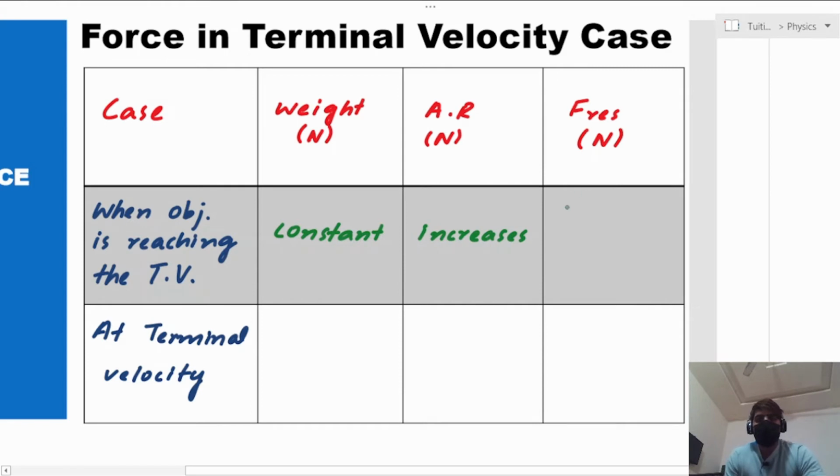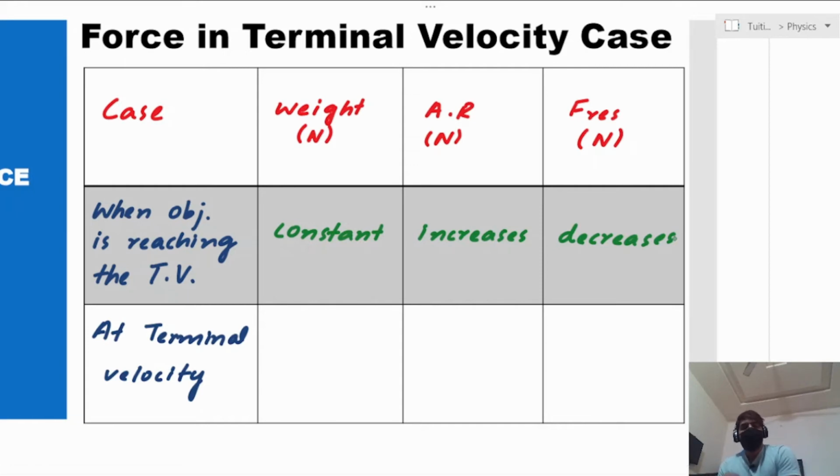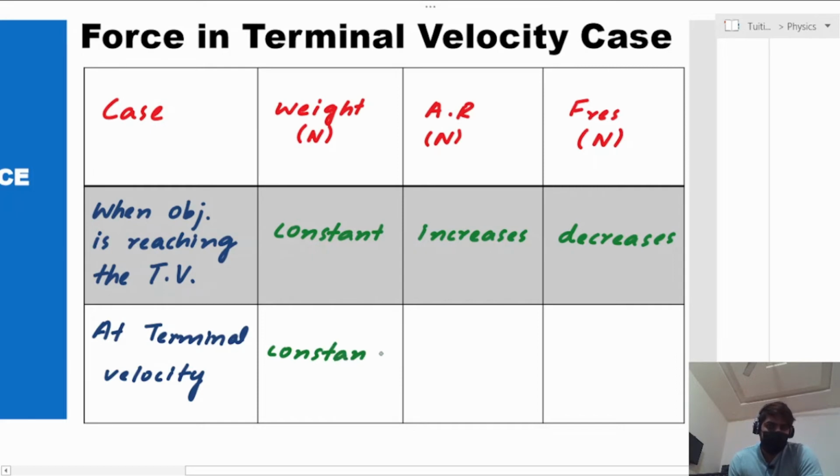And the resultant force decreases. Basically, the resultant force is the difference of weight and air resistance. So if the air resistance is increasing, then the resultant force would be decreasing. All right, and when the object has reached the terminal velocity, its weight would be just the same, it doesn't change unless you dramatically change the altitude or height of the object.